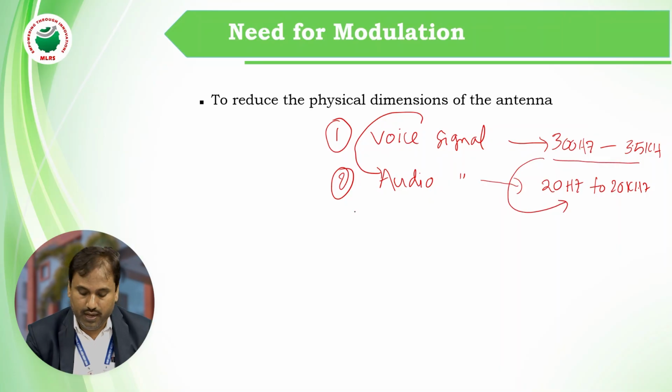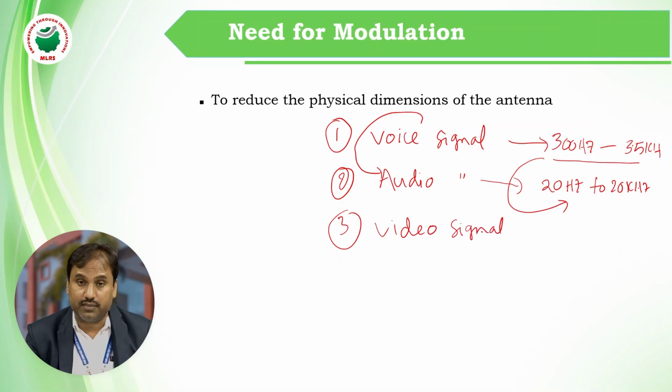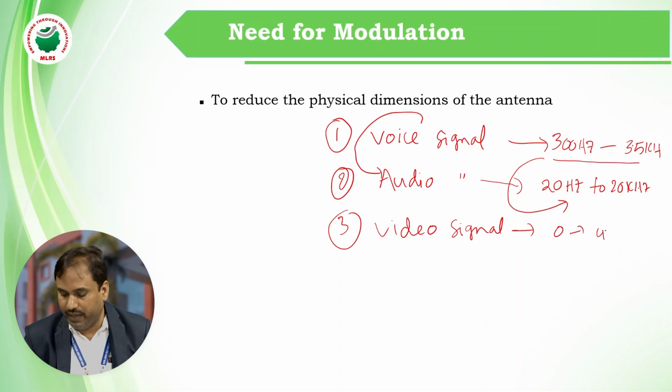And the third one is the video signal. We need to transmit the video signal. So what is the range of frequency? That is nothing but 0 to 4 megahertz. This is the video signal frequency range.